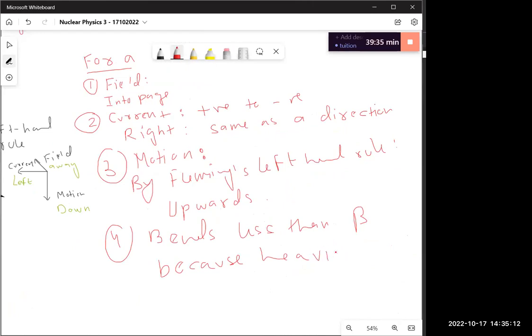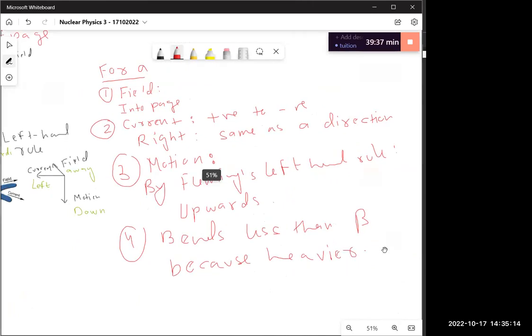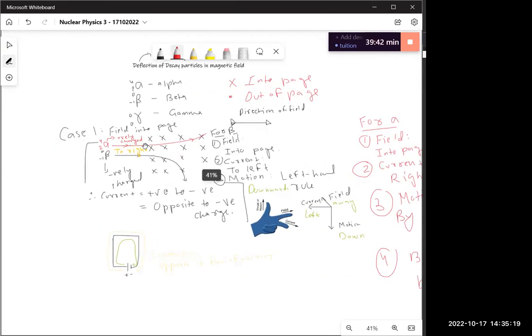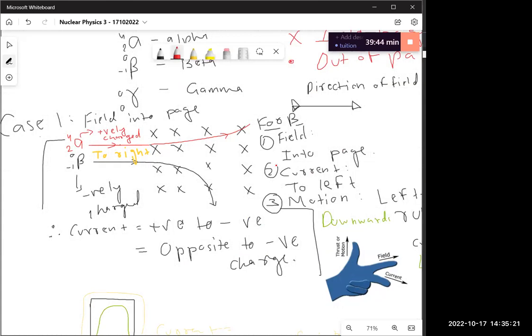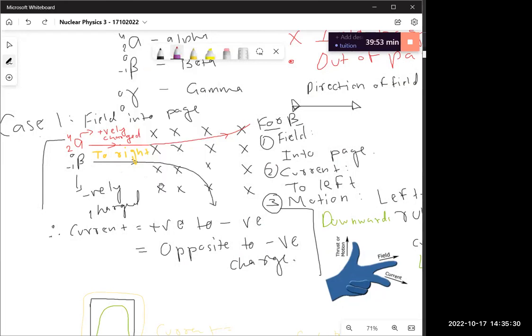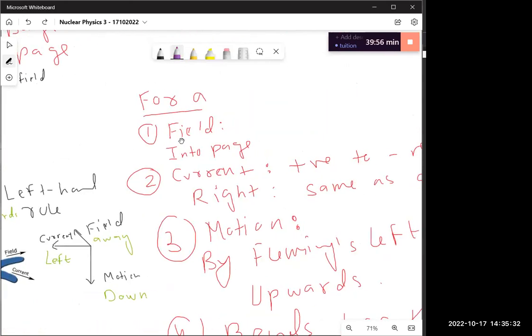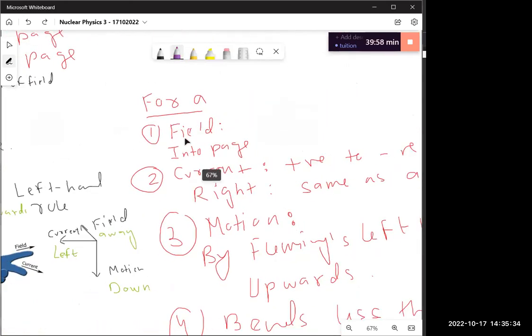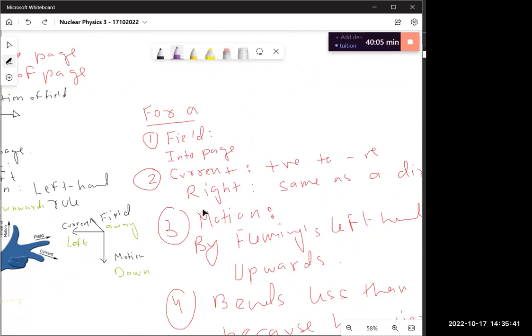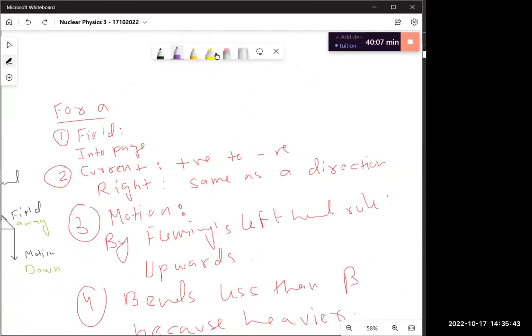Any questions? Can you explain the line drawing part again? Okay, I'll explain it one more time. The field was into the page. Next, alpha is going to the right. Alpha is positively charged, so the current must be in the same direction as the positive charge, the same as the direction of alpha.